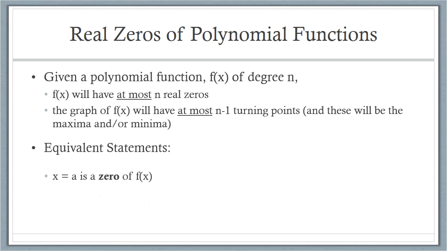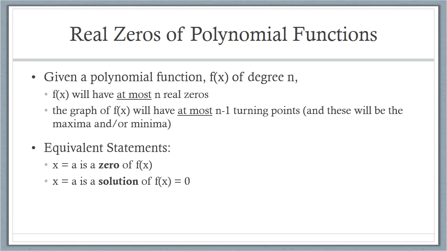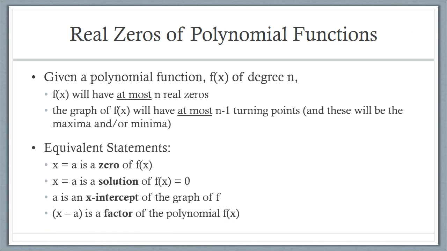Now, these statements all mean the same thing. x equals a is a zero of f of x. Another way of saying that is x equals a is a solution of f of x equals 0. It would also be an x-intercept, and x minus a would be a factor. What they're trying to get you to see here is the relationship between x-intercepts, factors, and solutions or zeros. We're really talking about the same thing with all of these.